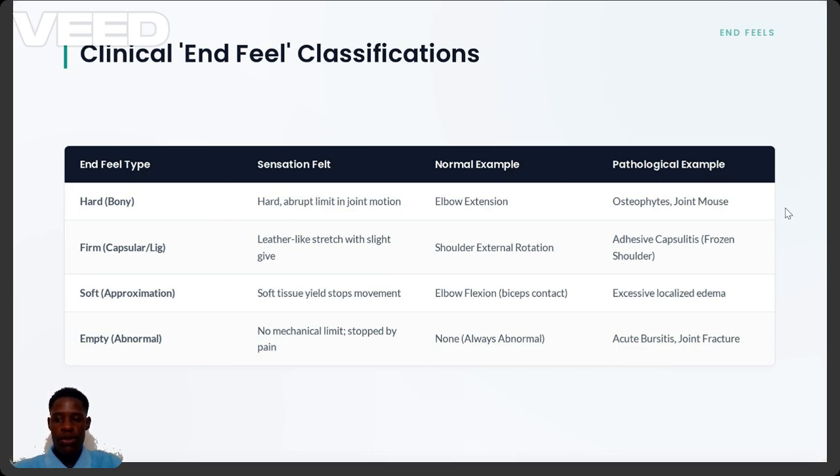The second one is firm or capsular. This is a leathery stretch with a slight give, for example your shoulder external rotation. The third one is soft or approximation. This is a soft cushioned stop, where flesh meets flesh, like your elbow flexion. The fourth one is empty, or abnormal end feel, where there is no mechanical stop. The patient begs you to stop due to severe pain.